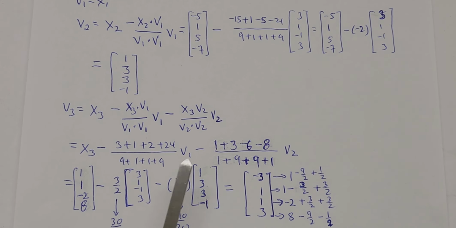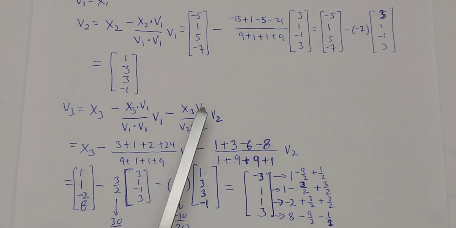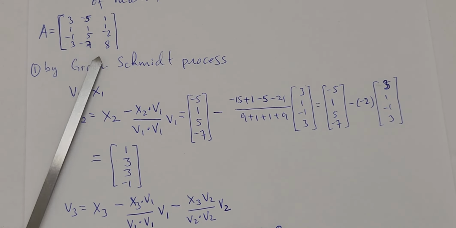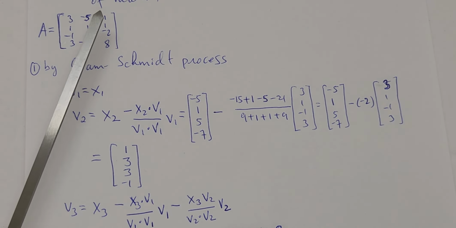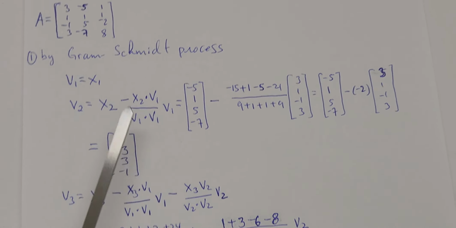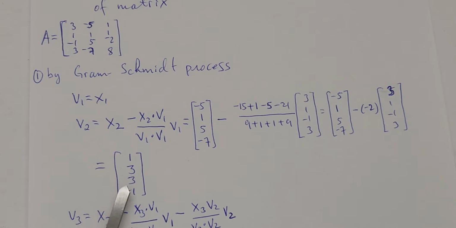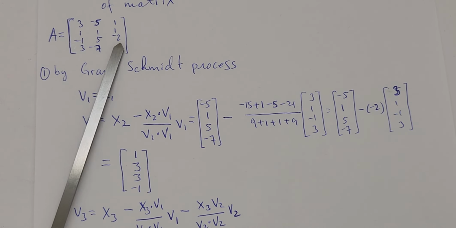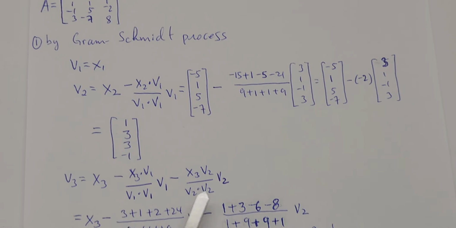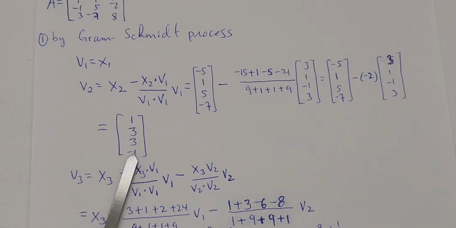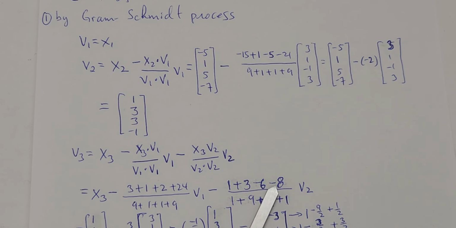Okay. Next, this right here, where did I get this from? So column 3 times V2. So here's column 3 and here's V2. So 1 times this 1 gives me this 1. 1 times 3 gives me this 3. Negative 2 times this 3 gives me negative 6. And then 8 times negative 1, which gives me this negative 8.